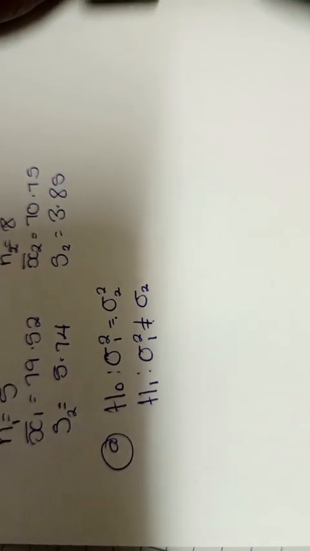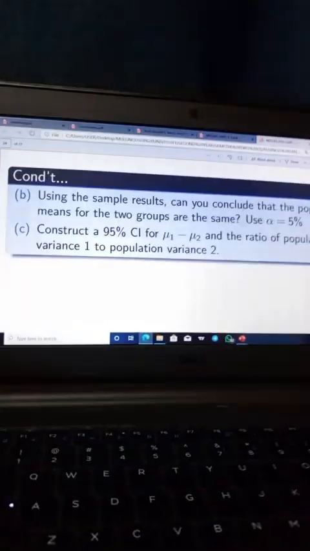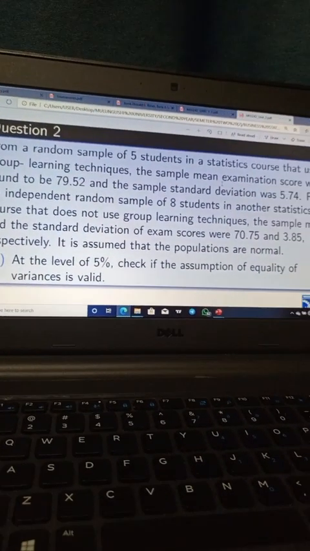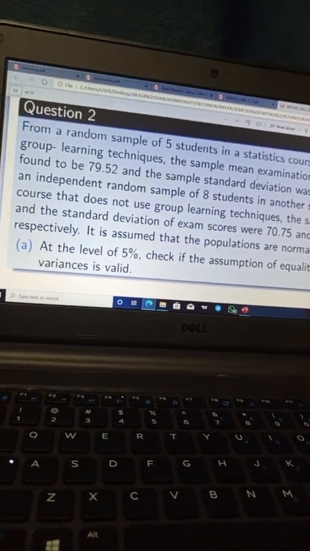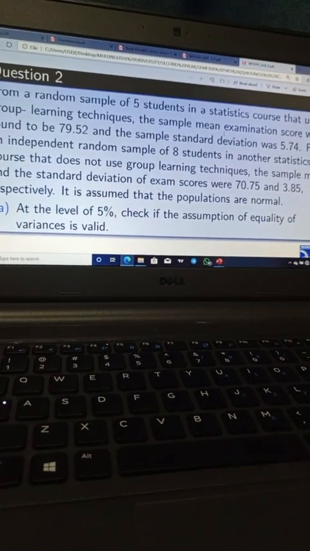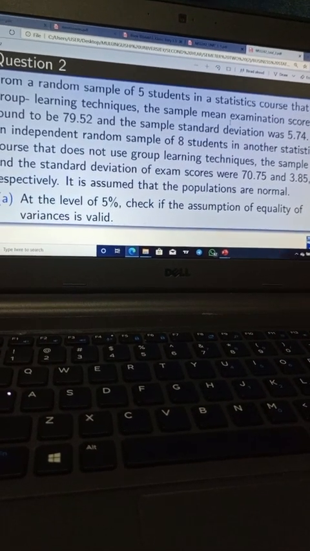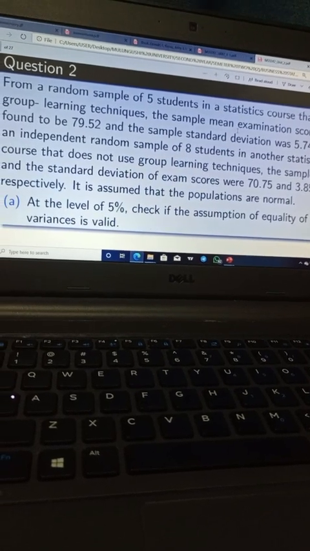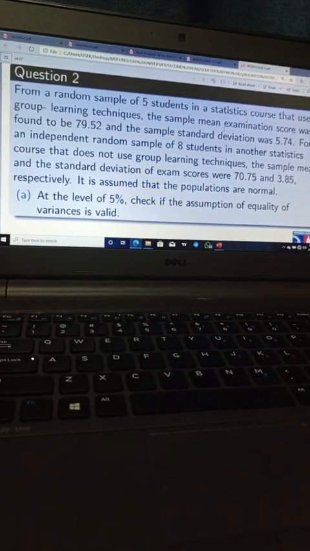Going further on B, sorry, not on B, let's dive deep into the calculations now. Immediately you come up with the hypothesis, the next thing that you will do is calculate the test statistic.